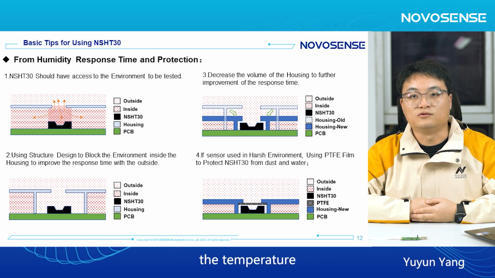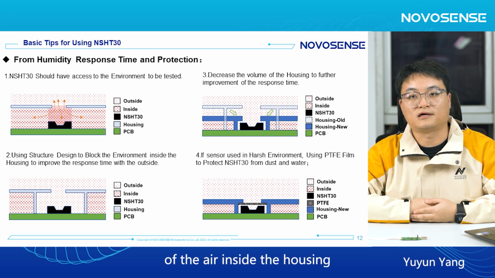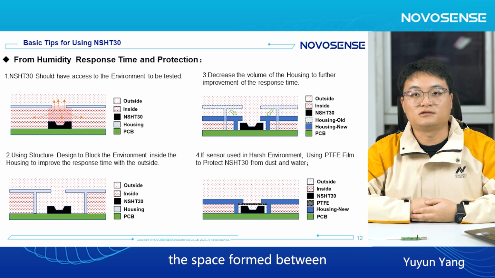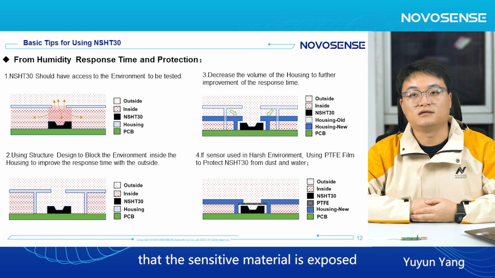Second, the temperature and humidity sensor area should be physically isolated from what is inside the housing, so as to improve the response speed and reduce the effects of the air inside the housing on the relative humidity measurement value. Third, the space formed between the temperature and humidity sensor and the housing should be reduced in order to further improve the response time to the to be measured environment. Actually, this also can ensure that the sensitive material is exposed to the to be measured environment to the greatest extent, so as to avoid being affected by the internal environment.